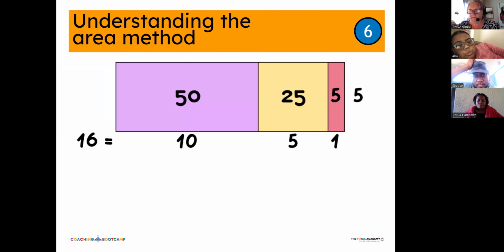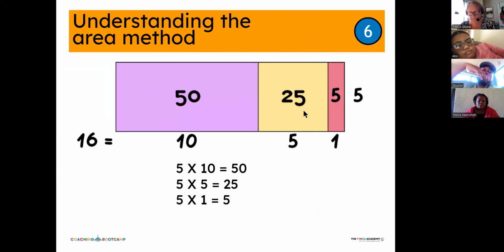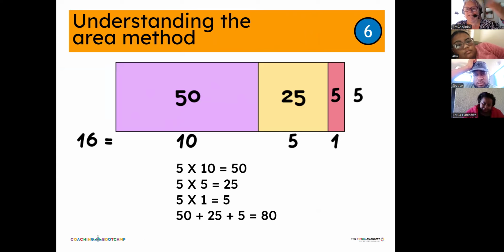You said 10 and 6, Abo. You could also do it as 10 and 5 and 1. Same thing. So 10 plus 5 plus 1 is 16. 50 plus 25 plus 5. Now notice what I'm saying here and what I'm getting you to say as well is that 5 times 10 is 50, 5 times 5 is 25, 5 times 1 is 5. And then we're adding up all the separate bits. We are using multiplicative language. 5 times 10.